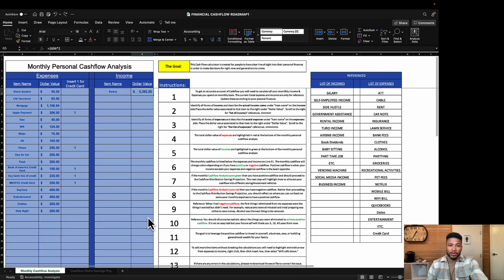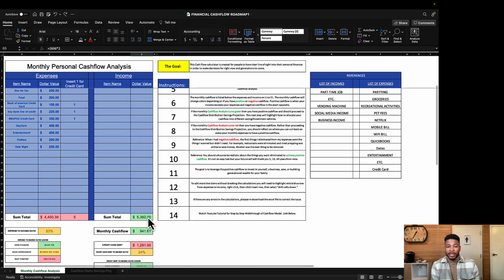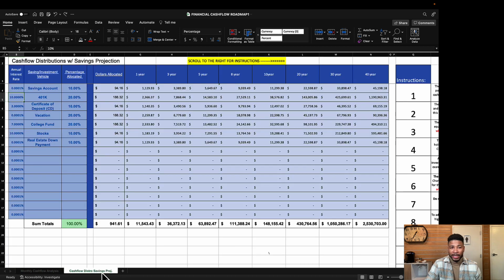Now I'm going to go back to what it was before, because I want to use this scenario to highlight distributing this $941 across different investment and savings vehicles. So this $941, I'll click on the next tab, which is our cash flow distribution savings projections, which is also pre-populated with annual interest rates over here. These interest rates change based off of historical data, based off your investment vehicle, based off your savings vehicle. You want to make sure these numbers are accurate when you're doing your projections, because it's going to be based off of true data.